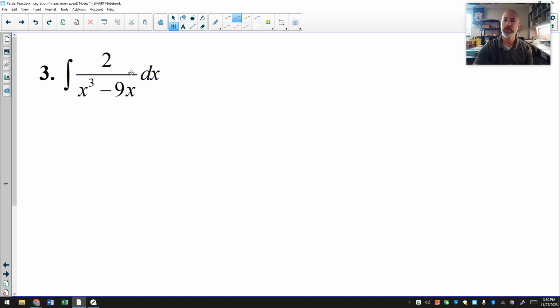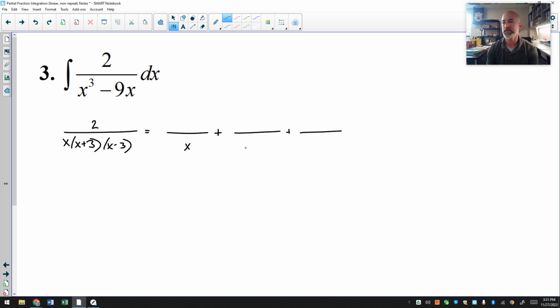Let's go on to 3. So 2 over x cubed minus 9x. This is a little bit of a complicated, ugly problem. I'll leave my numerator as 2. The denominator, if you factor out an x, we would have x squared minus 9, which then continues to factor to x plus 3 times x minus 3. Which means I started with 3 fractions.